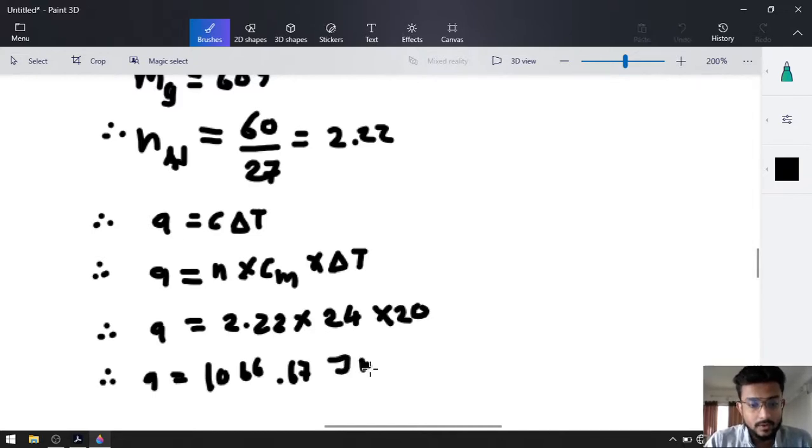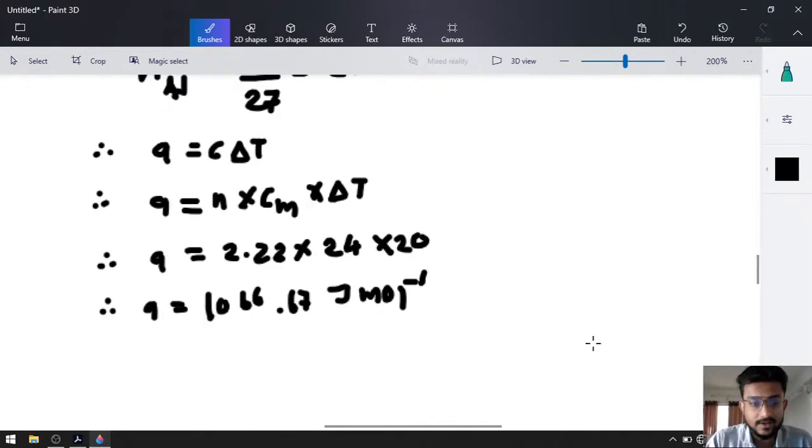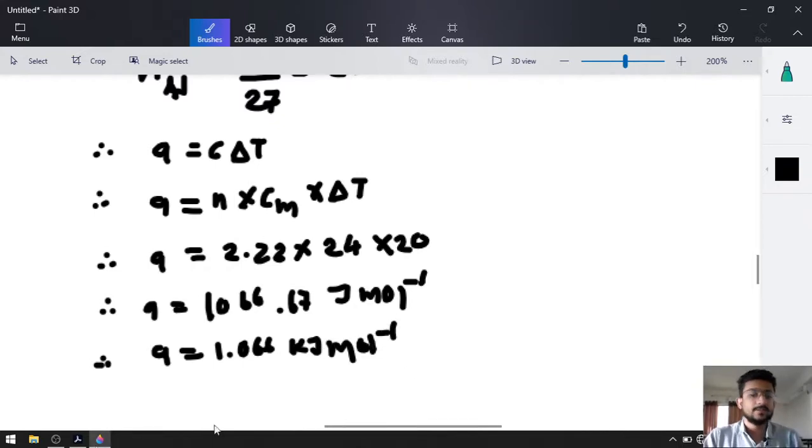joule mole inverse. We need kilojoule answer, that's why divide by 1000. So Q will be equal to 1.066 kilojoule mole inverse. It will be positive because temperature is increased, so heat will be absorbed.